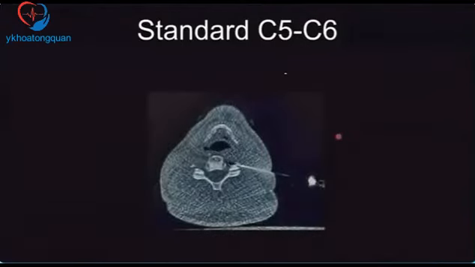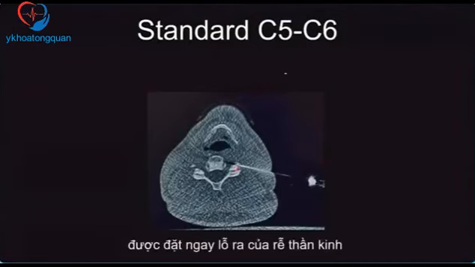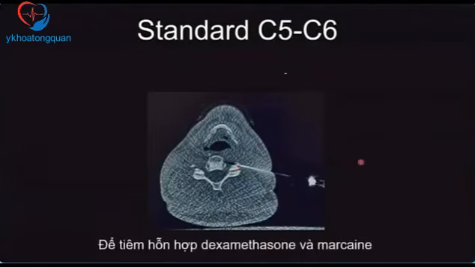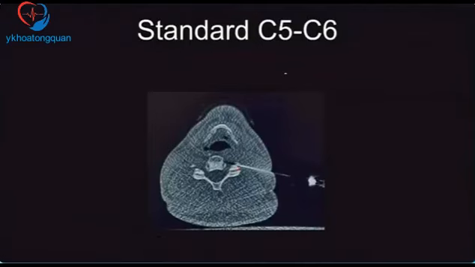The procedure is rounded off with an exit foramen nerve block, and the spinal needle is advanced so that the tip of the needle is placed right at the entrance of the exit foramen for a mixture of dexamethasone and Marcaine to be injected.